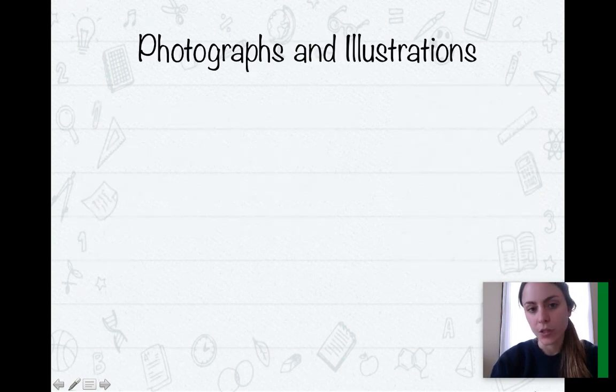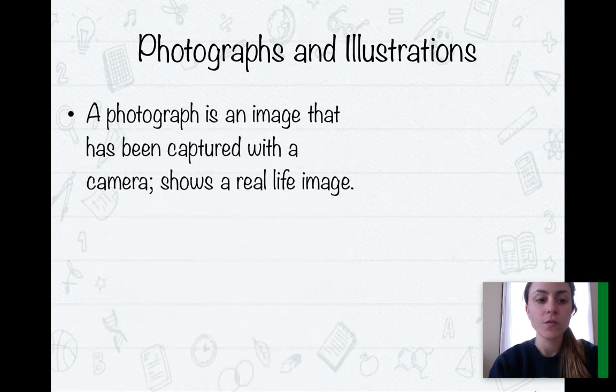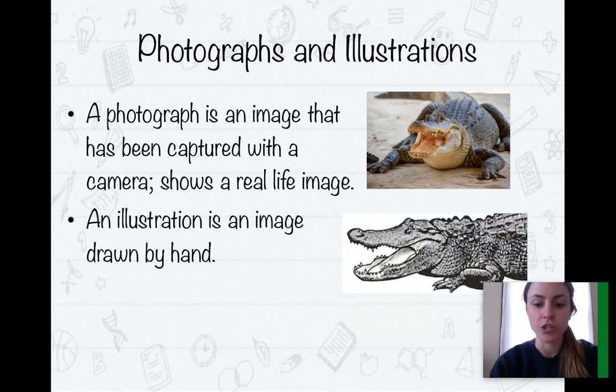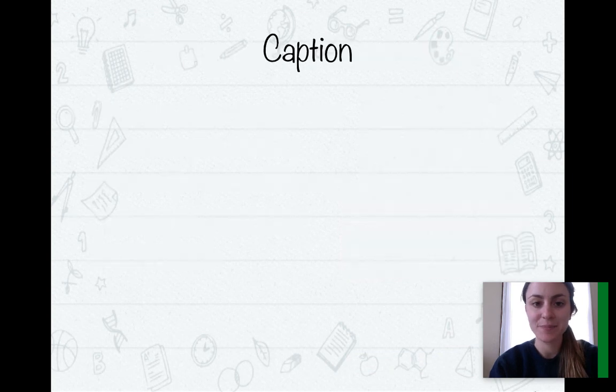Now we're going to jump into those visual components of text features. We have photographs and illustrations. A photograph is an image that can be captured with a camera, and it shows a real-life image, like a real-life image of an alligator here. And an illustration is drawn by hand.